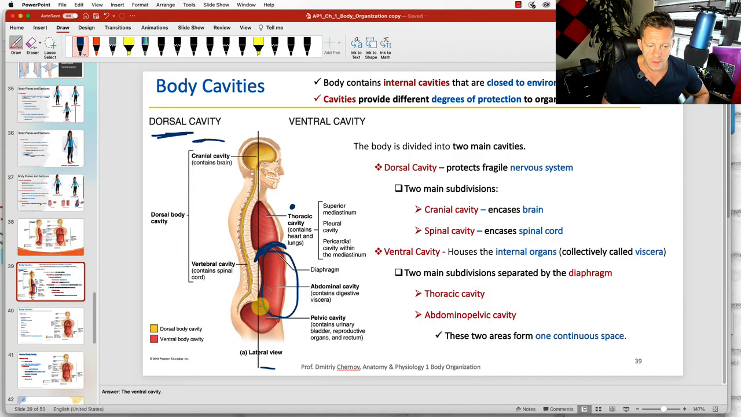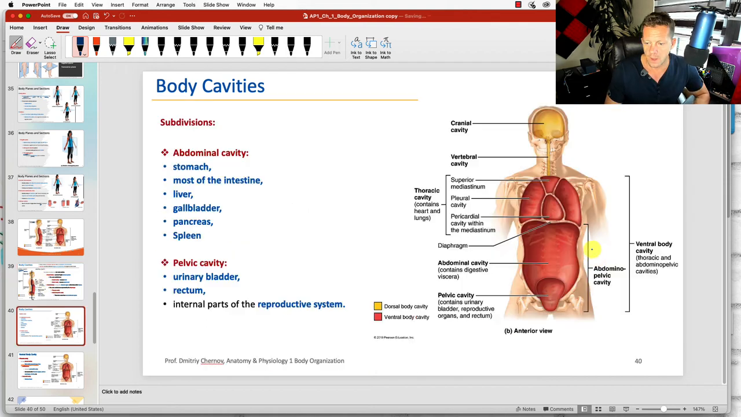And then there's another cavity, the pelvic cavity. Or we can call it together the abdominopelvic cavity. You see, abdominopelvic cavity, so the abdominal and the pelvic cavity together. But if you look here, you see this lung is separated from the heart, and the abdominal organs are separated from the pelvic.